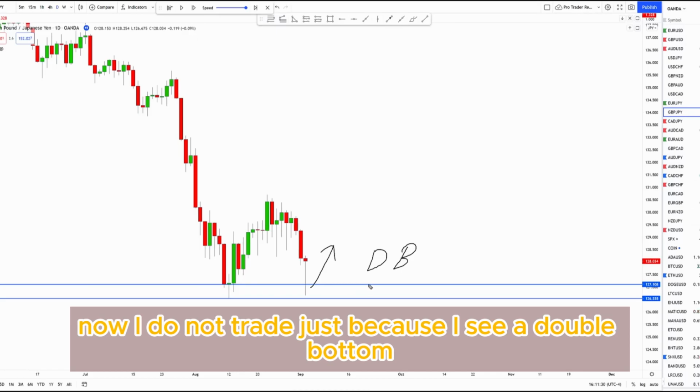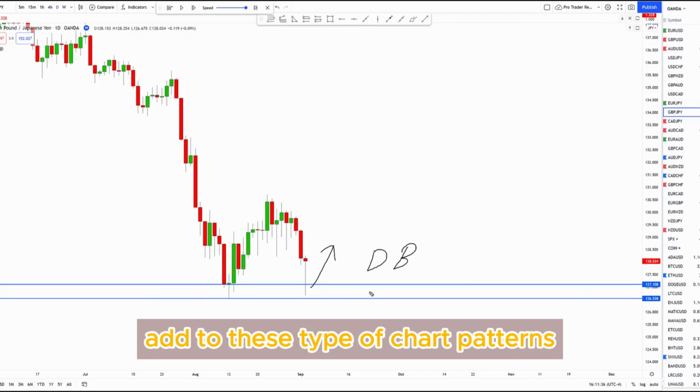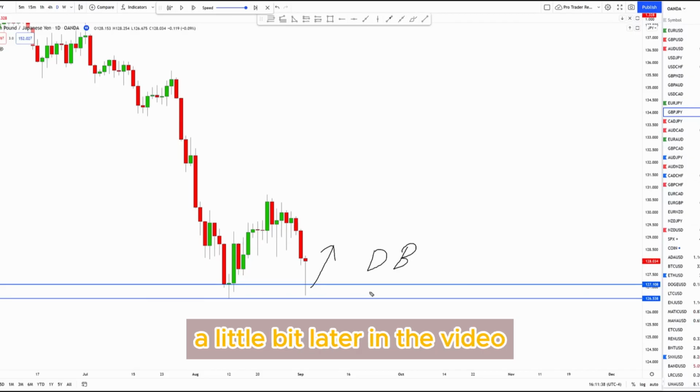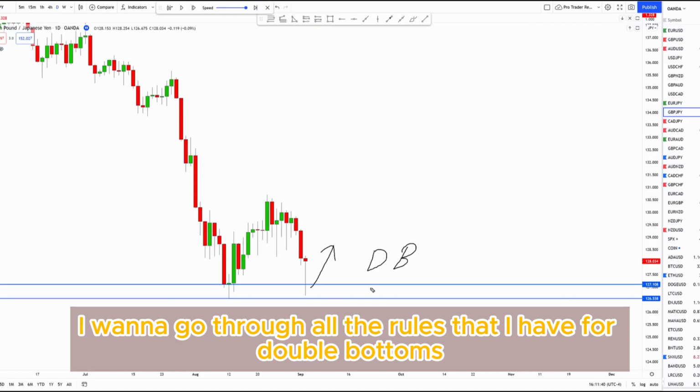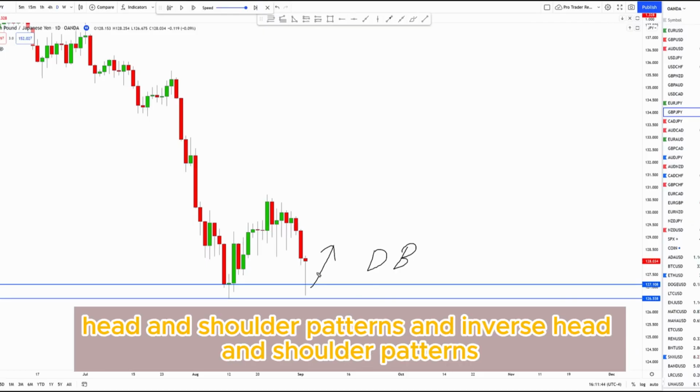Now, I do not trade just because I see a double bottom. We're going to get into entries and a lot of other factors that we add to these type of chart patterns a little bit later in the video. But right now, I want to go through all the rules that I have for double bottoms, double tops, head and shoulder patterns, and inverse head and shoulder patterns.